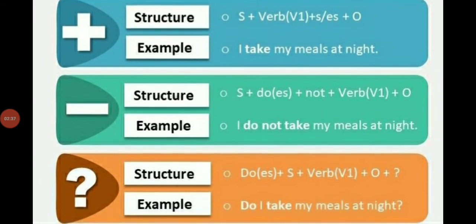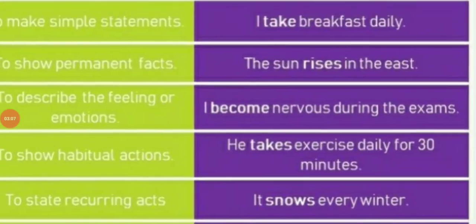Now it's time for the interrogative sentences, in which you can see the structure. Do or does comes at the beginning, then subject, then verb first form and object. Does comes with singular subject, do comes with plural subject. Singular subject and the plural subject I have already told you, my dear students. So these are the three structures: affirmatives, negatives, and interrogatives. And uses are given here.